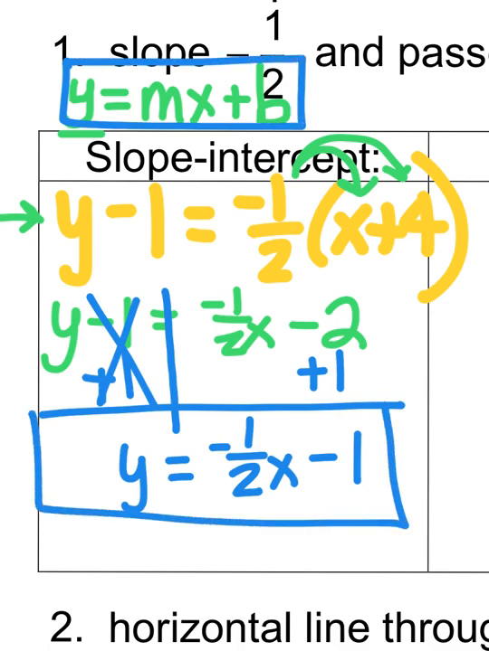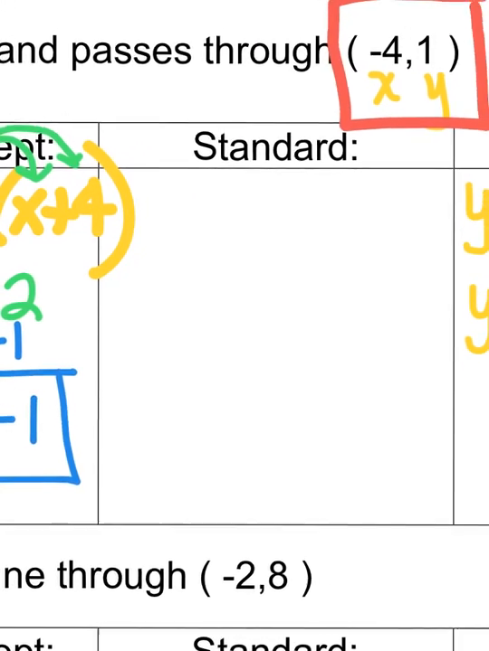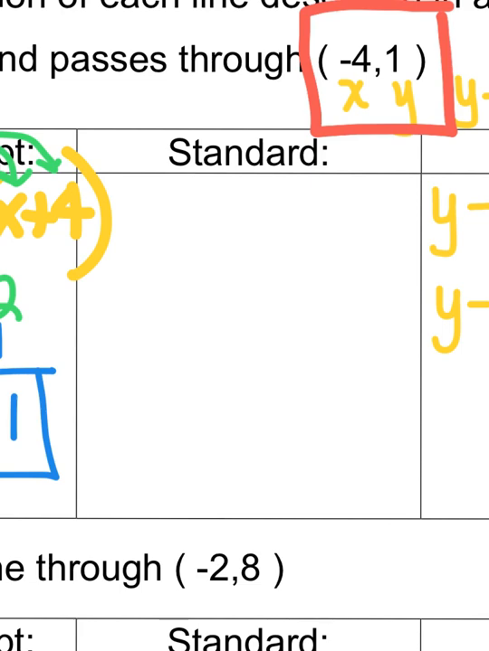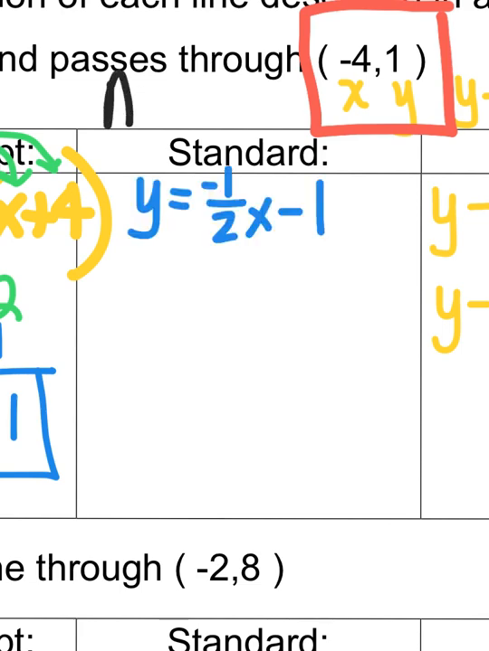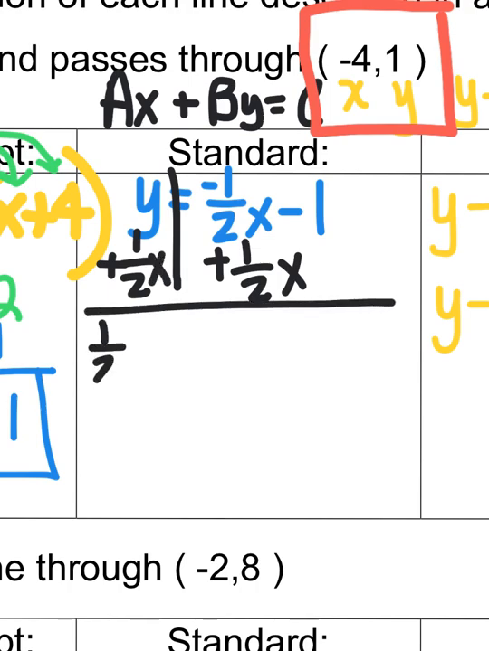From slope-intercept form, we will go to standard form. So rewrite the slope-intercept form of the equation now. Now let's remind ourselves of standard form. It's ax plus by equals c. So we'll need to have the x and the y on the same side of the equation. So I'm going to add 1/2 x to each side.